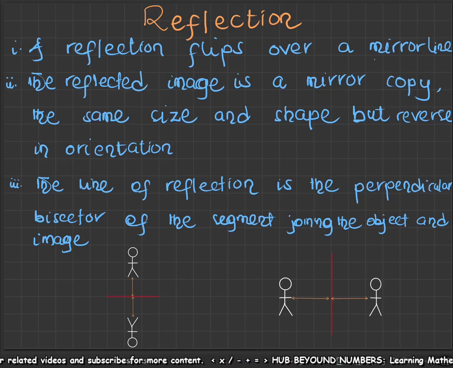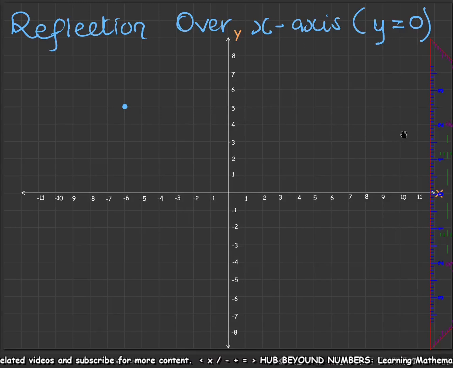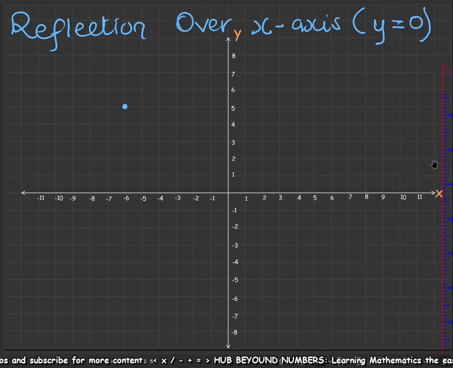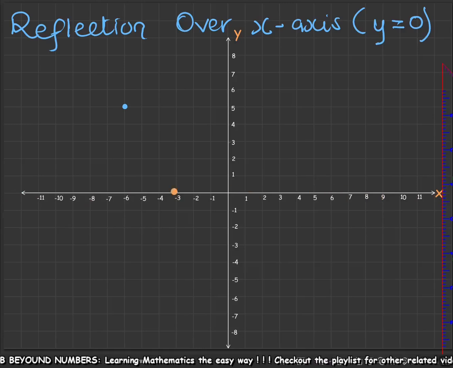Now let's go to reflection on the x-axis. Talking of reflection over the x-axis, the x-axis is also called the line y equals 0. So this here is our x-axis. I hope you do see that. This is our x-axis, and we want to reflect a point over it. What that simply means is this here is our mirror line.